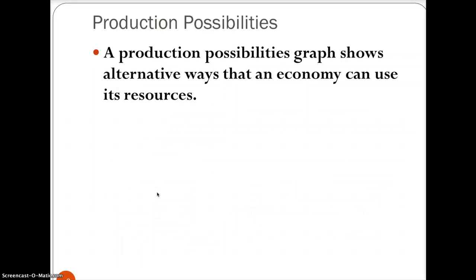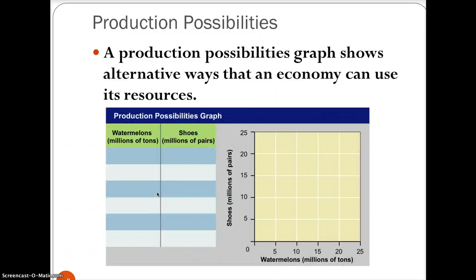So let's take a look at an example here. Remember, a production possibilities graph shows alternative ways that an economy can use its resources. So here we have a society that's trading off between making shoes and making watermelons. If we look at our graph here, we've got shoes on our y-axis in millions of pairs, and on our x-axis we have watermelons in millions of tons. So this economy can choose different combinations of watermelons and shoes they want to produce with their resources.